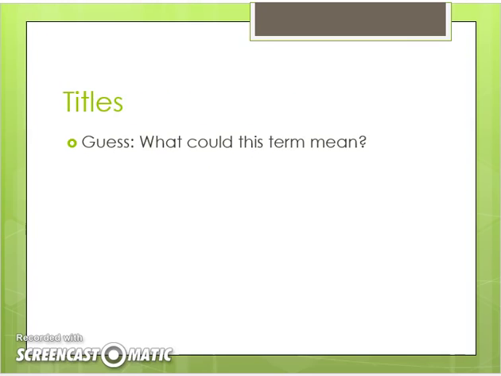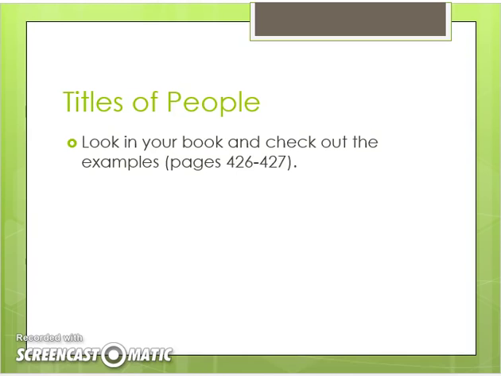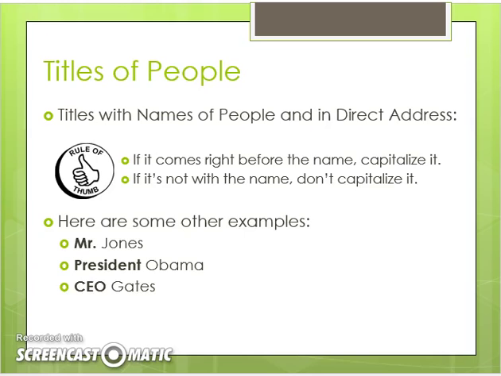Okay, next we have titles. What do you think this term means? Looking at titles specifically of people, you can find information and examples about this on page 426 to 427. You can again pause the recording to take a look and read through this. Okay, titles of people. So titles with names of people and in direct address.